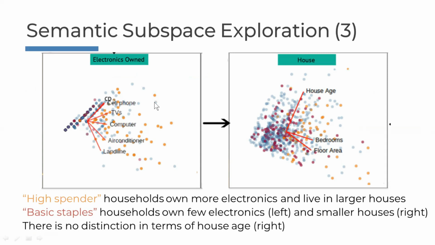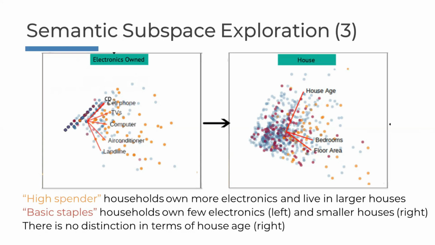So the high spenders, on the left-hand side, they have a lot of electronics, right? When you look at the CDs, computers, air conditioners and so on, they have all of them, right? So they're big spenders, they're the backbone of the economy. And then the basic staples households, they really don't own much, right? They have very little. On the left-hand side, they may have a little more cell phone expenditures, but that's about it, right? And then on the right-hand side, the houses, we'll see they really spread around, right?